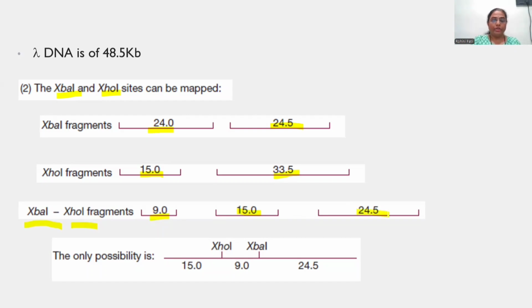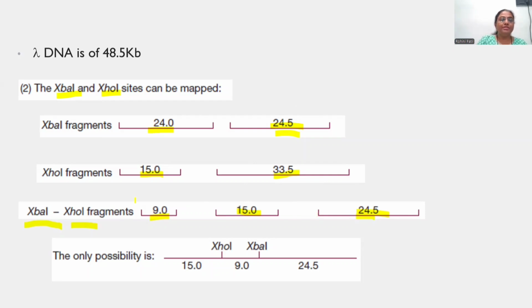Now when you look at these restriction fragments, what you observe is that the 24.5 kb fragment appears in the single digestion with XbaI and also in the double digestion. As this fragment is common to both digestions, the restriction site XbaI should be before the 24.5 kb fragment.